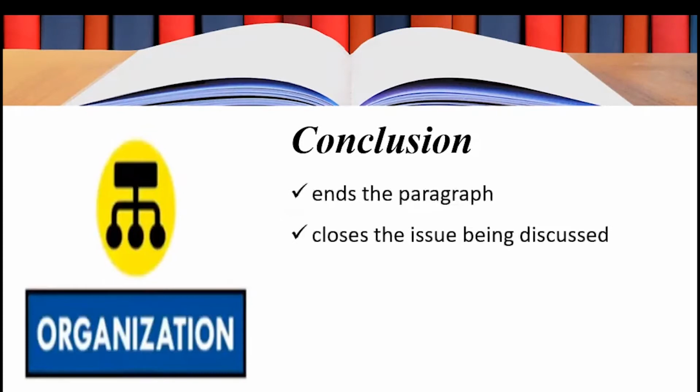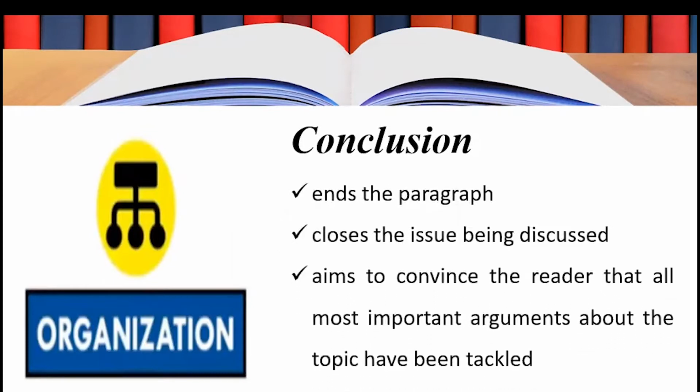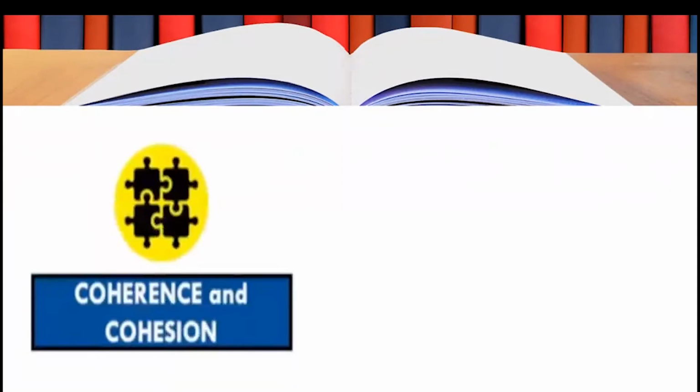Conclusion ends the paragraph, closes the issue being discussed, and aims to convince the reader that all the most important arguments about the topic have been tackled. It also summarizes the connections between details or information covered in the body part of the paragraph and the topic sentence. Next, we have coherence and cohesion.